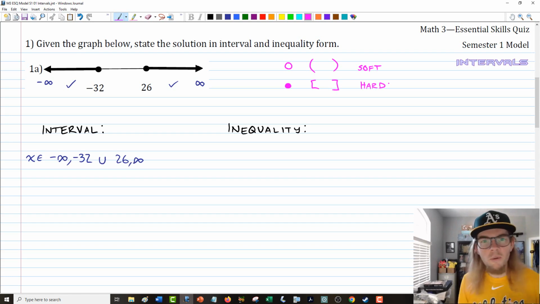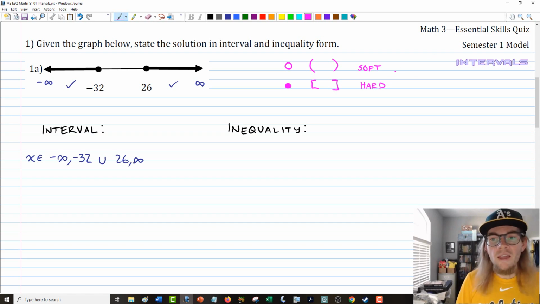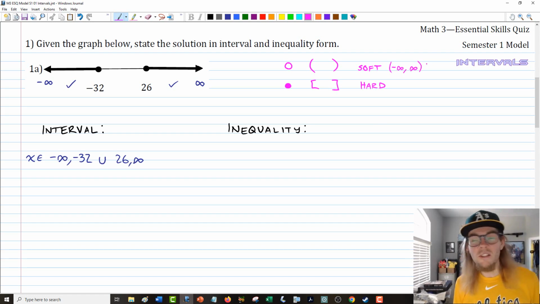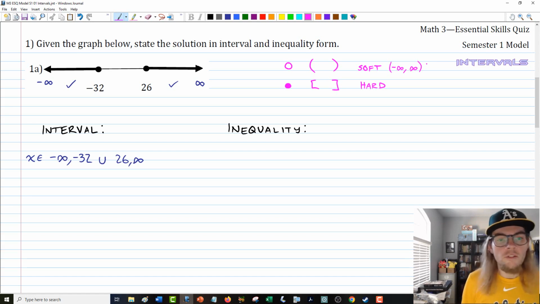Now, of course, that doesn't necessarily solve every single problem for us because we have infinity there. What do we do with the infinities themselves? And the truth is, for infinities, we're always going to choose soft brackets. Because infinity isn't exactly a number. It's not like you can count to infinity. It's just a way of saying the largest thing that we can describe. It's basically as big as we can describe something. So based on that, we can go in and add our brackets here.